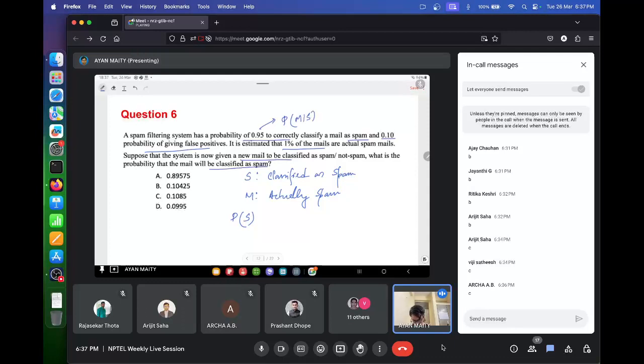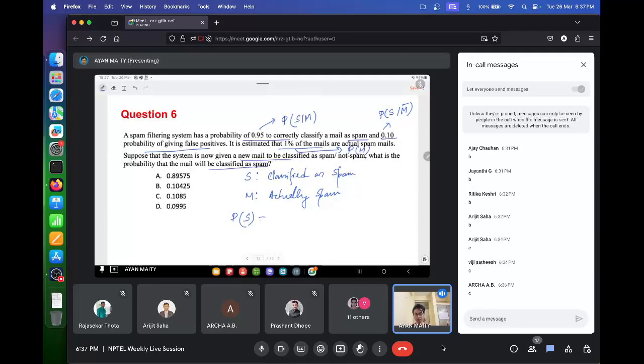So this probability is basically probability of M given S. Sorry, no, it is probability of S given M: if a mail is actually spam, what is the probability that it will be correctly classified as spam. And then there's a 0.10 probability of giving false positives, which basically means if it is not spam, what is the probability that it will be classified as spam. So probability of S given M complement. And it is estimated that 1% of the mails are actually spam mails. So this 1% is probability of M.